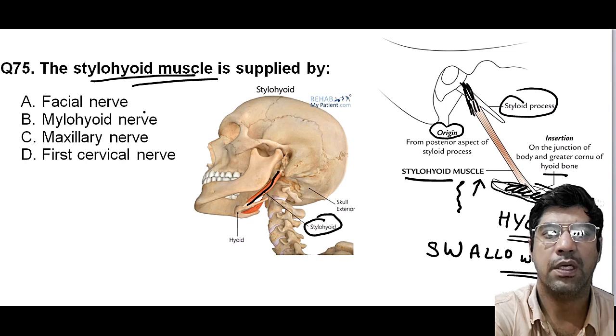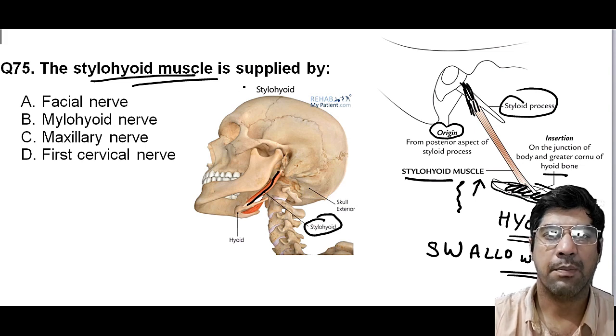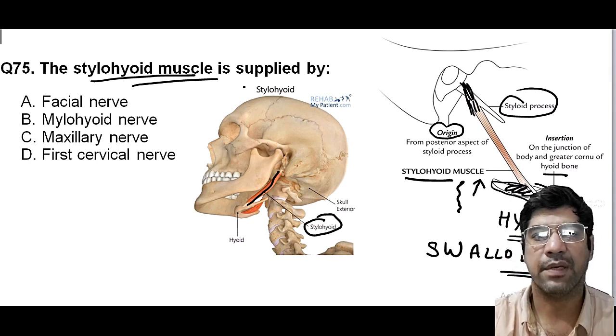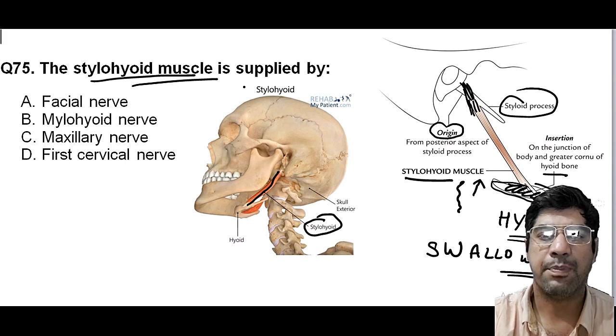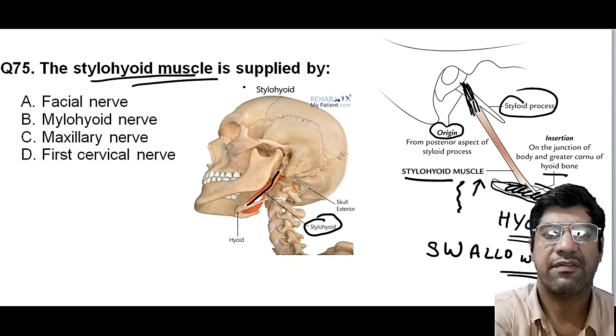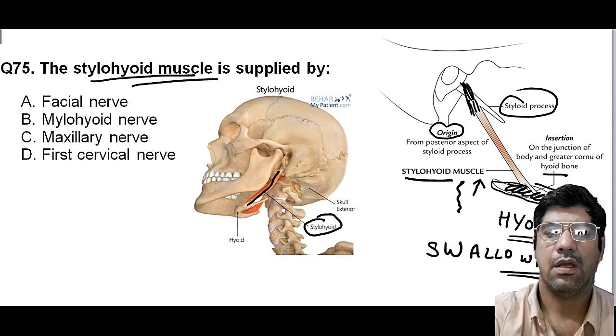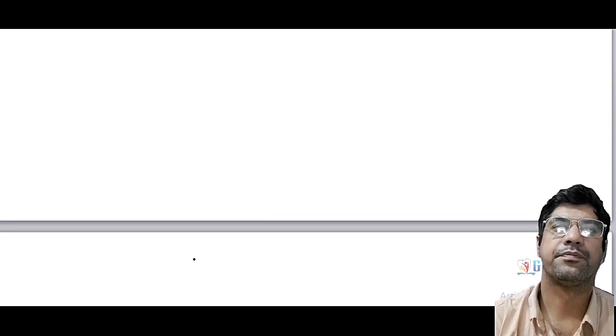Let us move to the other options. The mylohyoid nerve is not well recognized. The mylohyoid muscle is a muscle of the floor of the mouth. It is innervated by the mylohyoid branch of the inferior alveolar nerve, which is a branch of the mandibular nerve. The maxillary nerve is a branch of the trigeminal nerve and provides sensory innervation to the upper jaw. The first cervical vertebra is not your answer. The answer is facial nerve. Moving to the next question.